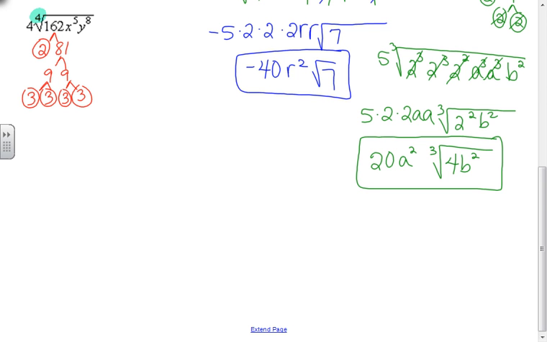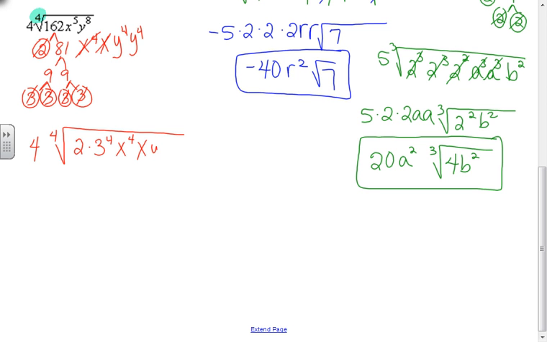Now out of x to the 5th, I could make a group of x to the 4th and an x. I still have 5 total, and y to the 4th or 8th I could do as y to the 4th, y to the 4th. So if I rewrite it, I have 4 times the 4th root of 2 times 3 to the 4th. So I did that one, 4 of them. X to the 4th times x, y to the 4th, y to the 4th. Again, all I've done is factored. I haven't changed the value of my problem.